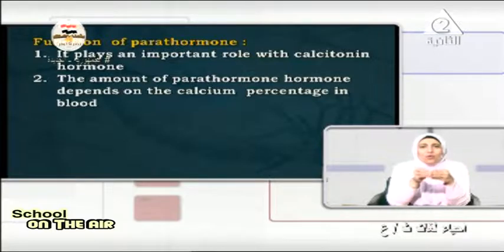If there is a shortage of calcium, the parathyroid hormone makes the calcium come from your bone and enter the bloodstream. If the ratio of the calcium increases, it also stores the calcium inside the bones of the body.